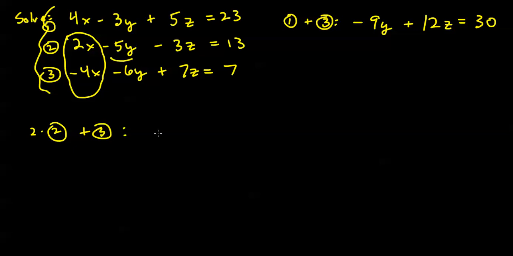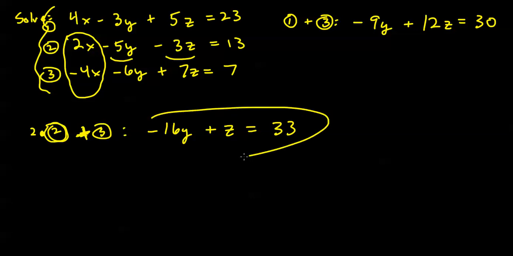Minus 5y times 2 is minus 10y. Minus 6y gives me a minus 16y. 2 times minus 3z is minus 6z. And minus 6z plus 7z is 1z. And 2 times 13 is 26, and 26 plus 7 is 33. Okay, so taking equation 2, multiplying it by 2, and adding it to equation 3 eliminates the x variable from that pair and gives me this resulting equation without x.